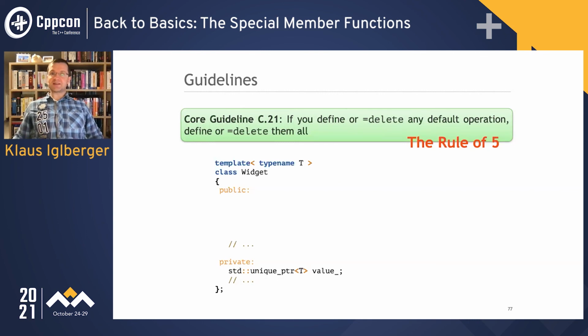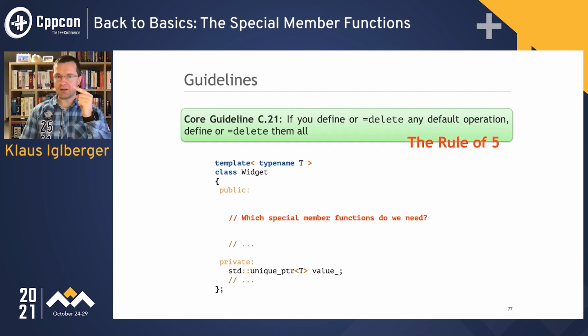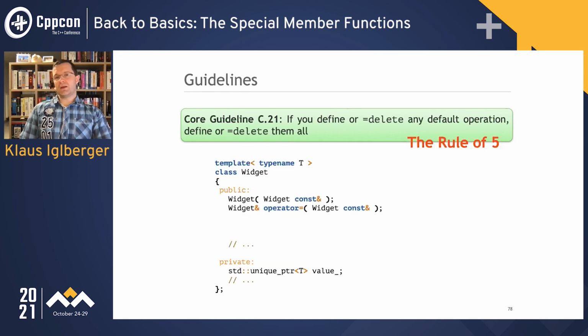C21 also says, that's the one that says rule of 5. If you define or delete any default operation, define or delete them all. Now in this class, in this widget, I have a unique pointer, which is good because that definitely takes care of delete. So I don't need a destructor. But we've seen before that we need the copy operations. So now we can copy a widget.